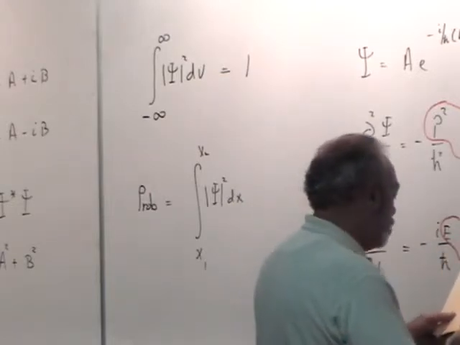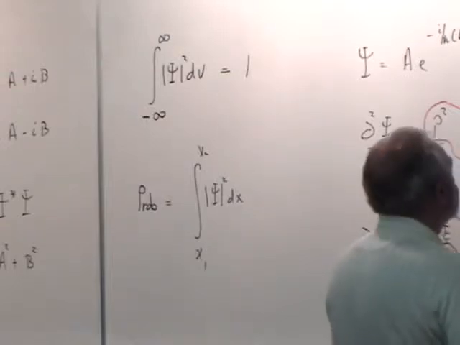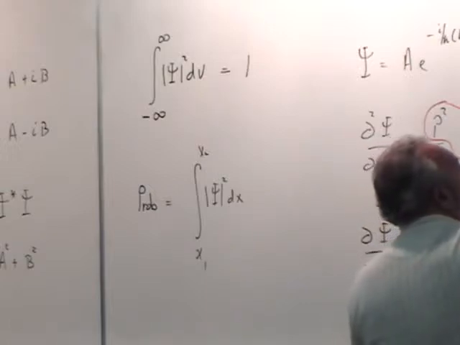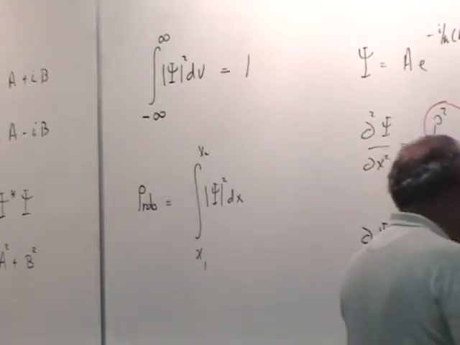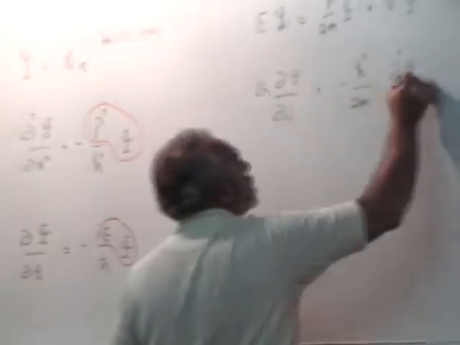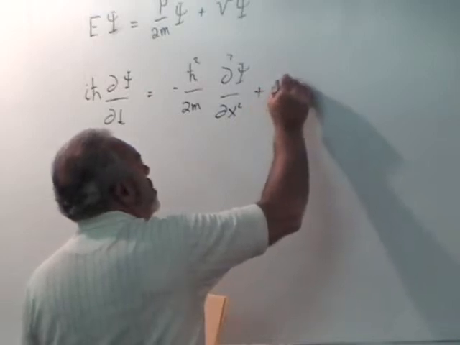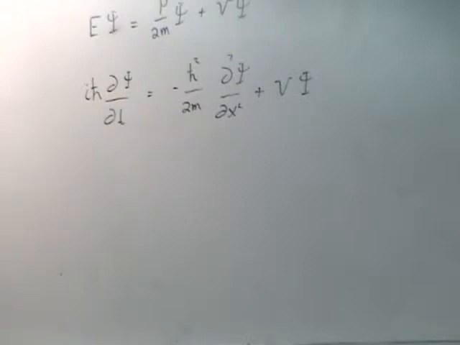Then we further rearranged and ended up with i h bar d psi dt equals minus h bar squared over twice m d squared psi dx squared, and then we have plus V psi. Schrodinger's equation. This is Schrodinger's equation. Essentially, F equals ma in the quantum world.